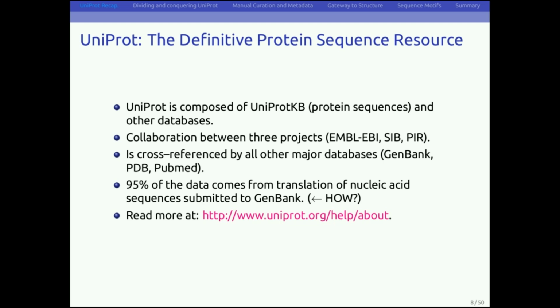And again, here's the About page, which I again highly recommend that you go and look at the About pages of all of these databases because it tells you some very interesting history.